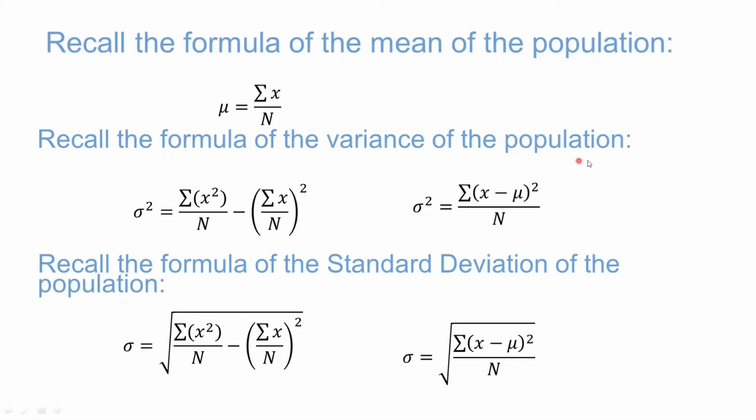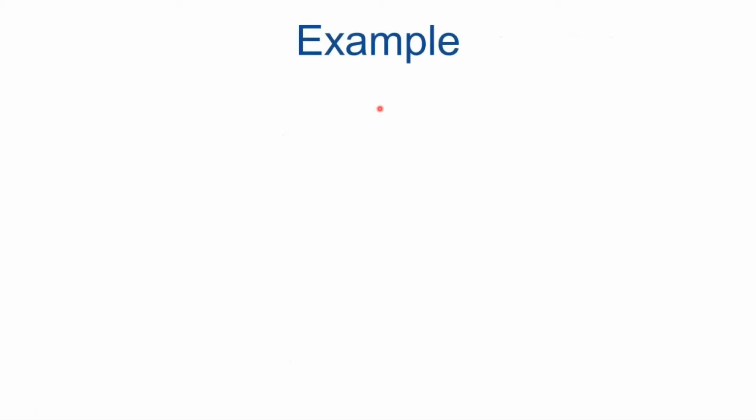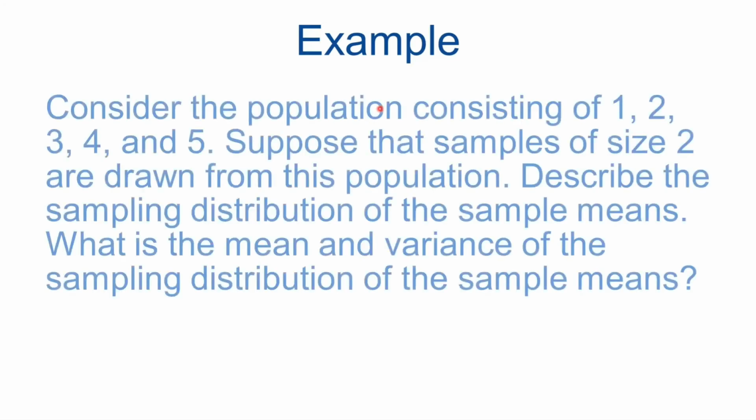Now that we have recalled the formulas of the mean, variance, and standard deviation of the population, we will proceed to our example, so we can better understand how to get the mean and the variance of our sampling distribution of the sample mean. Consider the population consisting of 1, 2, 3, 4, and 5. Suppose that samples of size 2 are drawn from this population. Describe the sampling distribution of the sample means. What is the mean and variance of the sampling distribution of the sample mean?